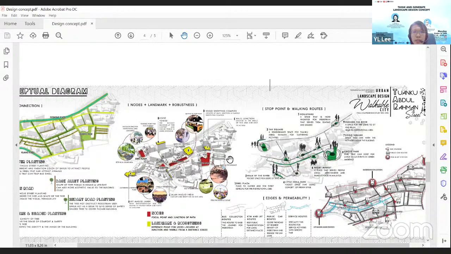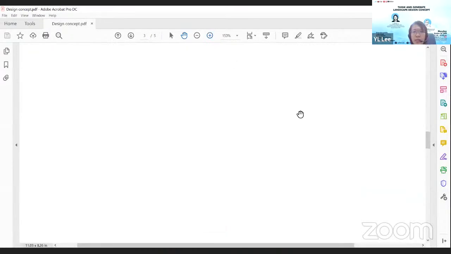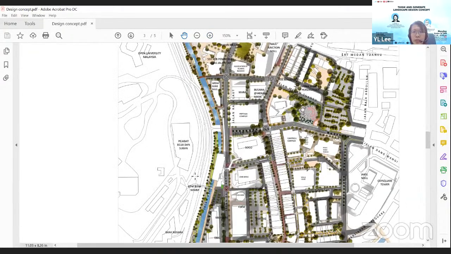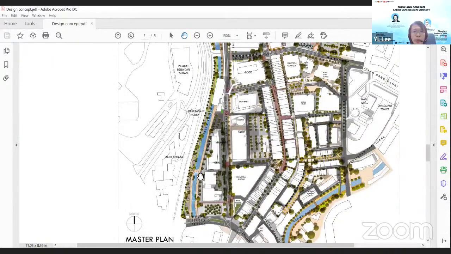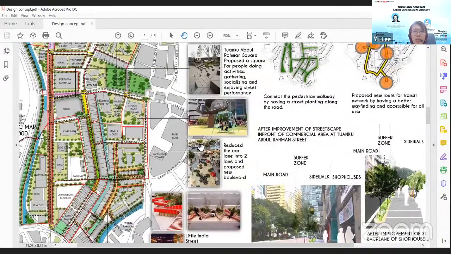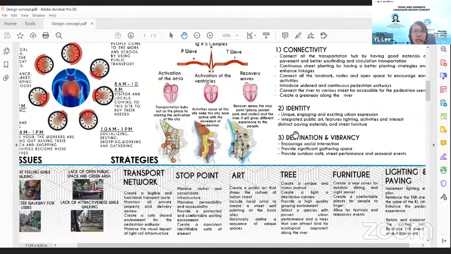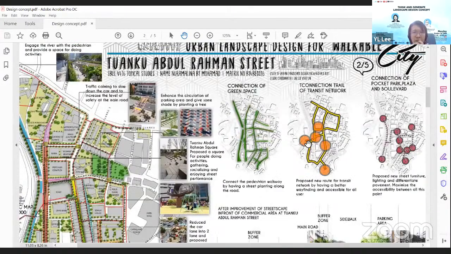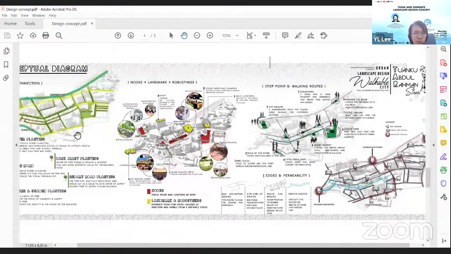Okay. This is the master plan, her final product. What I want to highlight here is that normally students will only do this board, the concept board, and some of the concept idea without producing this rational plan. This one, I call it the rational plan, is how you apply your design concept.